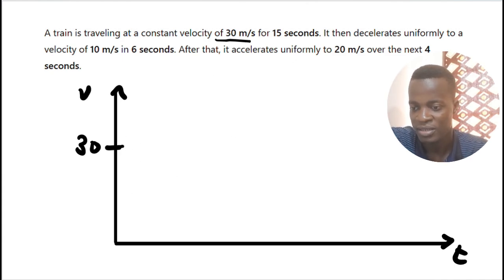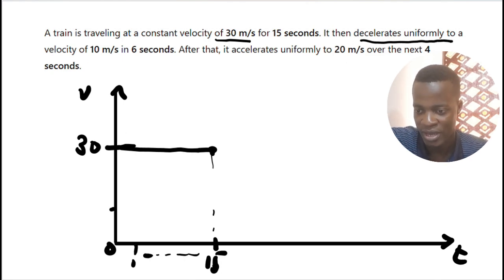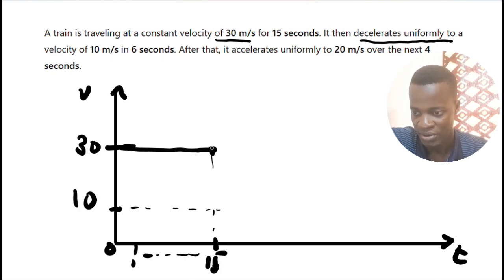So we are maintaining this from 0 to 15 seconds. Let me put 15 seconds. So this is 0, 1, until we get to 15 seconds. So let's say 15 is here. It then decelerates. So there's another deceleration, uniform deceleration to a velocity of 10 meters per second. So we are getting down to 10 meters per second in 6 seconds. So the deceleration happened in 6 seconds.